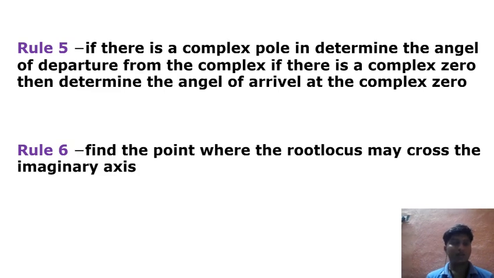And this is step number five. If there is a complex pole, determine the angle of departure from the complex pole. If there is a complex zero, then determine the angle of arrival at the complex zero. And step number six: we can find the point where the root locus may cross the imaginary axis.